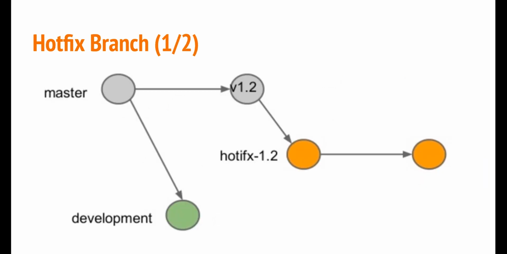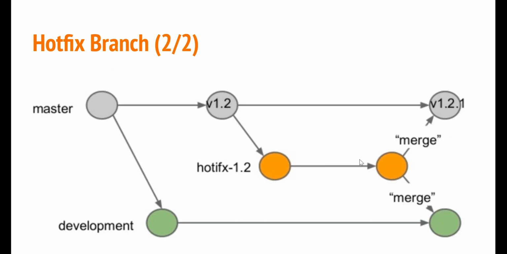Then we have a hotfix branch. Let's say we need to add a hotfix into the production. So we have version 1.2 in the master branch. Now we have to provide a hotfix into the production. Then out of that master branch, we'll create a hotfix branch, make the development based on that hotfix, then merge that hotfix back into the master branch.